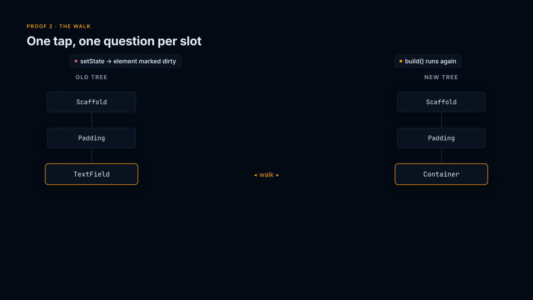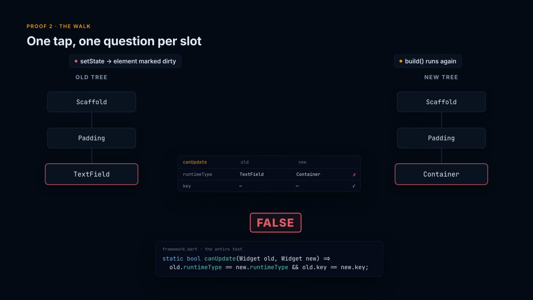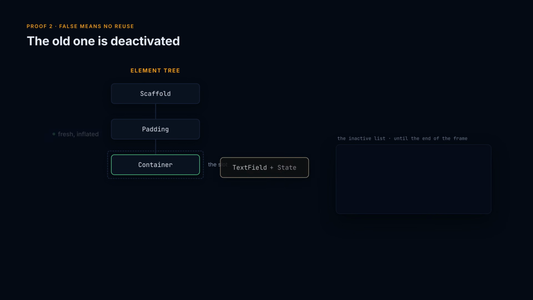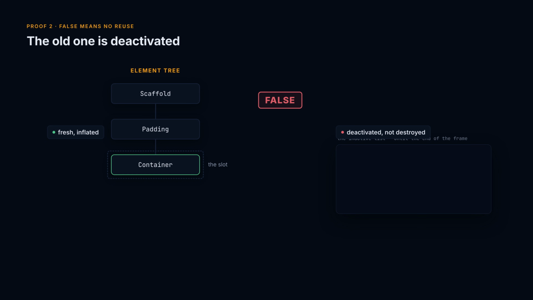And update child asks one question. Can I update it? So it calls canUpdate. And canUpdate checks for the same runtime type and the same key. That is the entire test. Before the tap, that slot held the text field. Now it holds a container. Different runtime type. So false. And false means no reuse. The old element is deactivated. And a fresh container is inflated with a fresh text field under it.